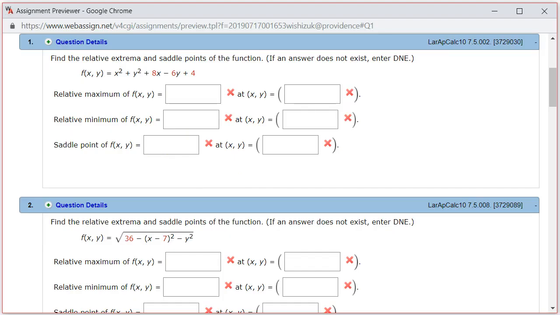All right, let's look at homework 7.5, problem number 1. We want to find the critical point, then determine if it's a relative max, min, or saddle point. Let's do that.